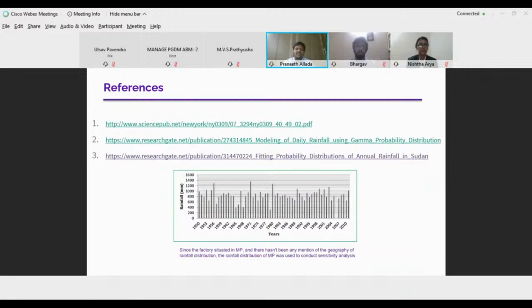Yeah, so these are the references, research papers where it has been proven about the gamma distribution and the normal distribution, and the below chart shows the rainfall patterns for the past 50 years.